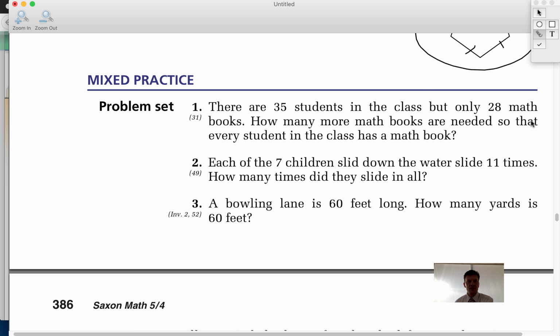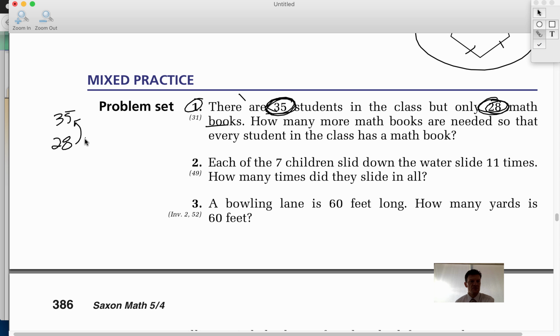All right, we are talking about the mixed practice problem set, and let's look a little bit at number 1. So in number 1, it says there are 35 students in class, but only 28 math books. How many more math books are needed so that every student in the class has a math book? So if you've got 35 students, only 28 books, how many more do you need? How many more books do you need to get up to 35?